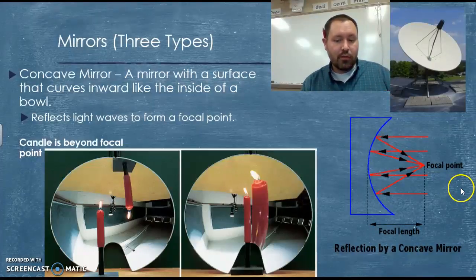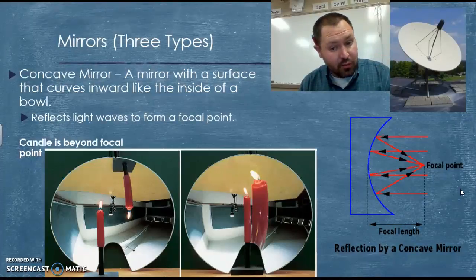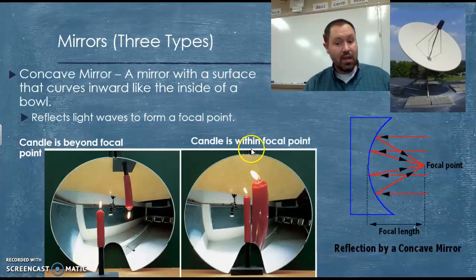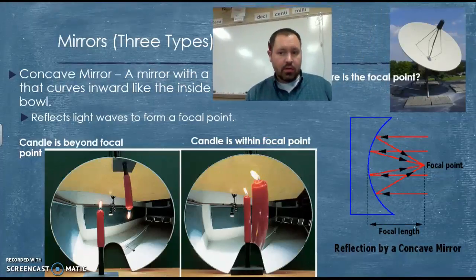So if you're beyond the focal point, whatever you see is going to be upside down. But if you're within the focal point, everything you see is going to be right side up. So look at this candle right here. It's upside down. So we know that this image of this candle is beyond the focal point. This candle is within the focal point. It is right side up. It appears slightly larger.